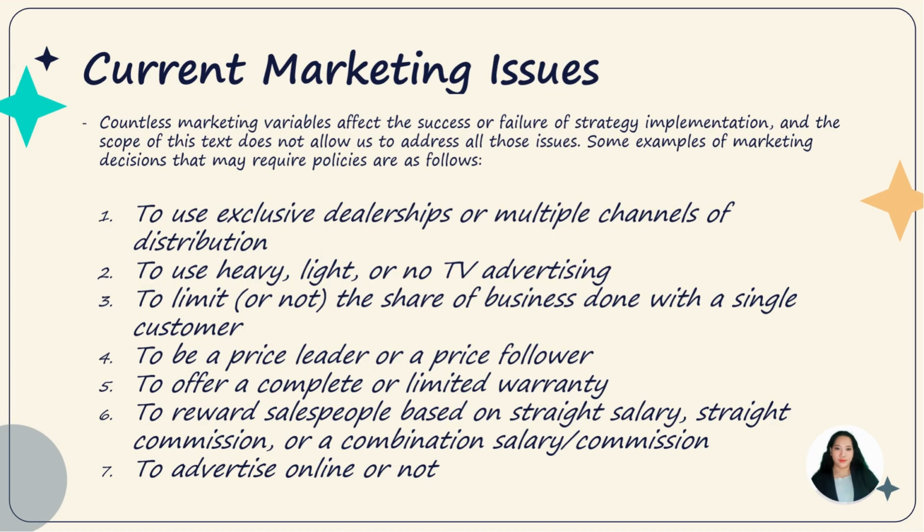Current marketing issues. Countless marketing variables affect the success or failure of strategy implementation, and the scope of this text does not allow us to address all those issues. Some examples of marketing decisions that may require policies are as follows. First, to use exclusive dealership or multiple channels of distribution. Second, to use heavy, light, or no TV advertising. Third, to limit or not the share of business done with a single customer. Fourth, to be a price leader or a price follower. Fifth, to offer a complete or limited warranty. Sixth, to pay salespeople based on a straight salary, straight commission, or a combination of salary and commission. And last, to advertise online or not.